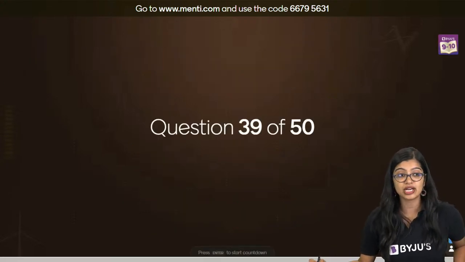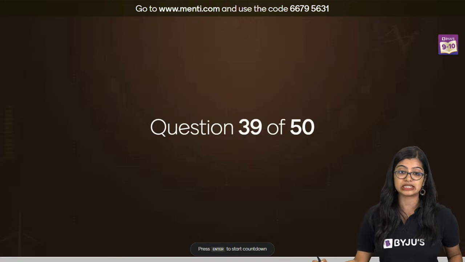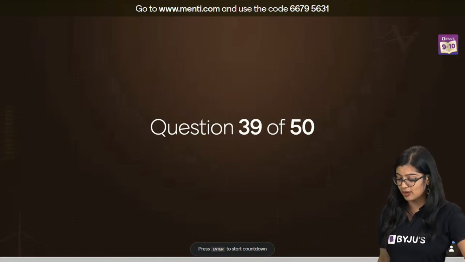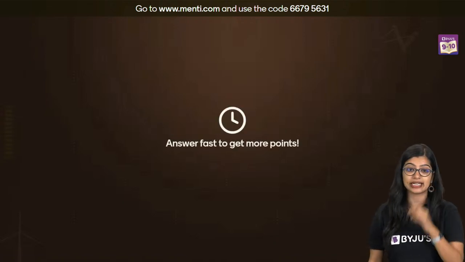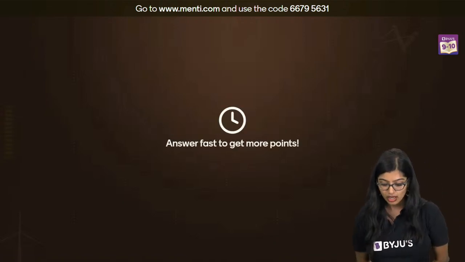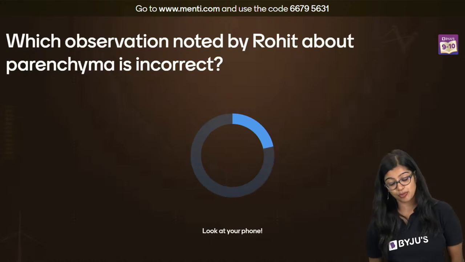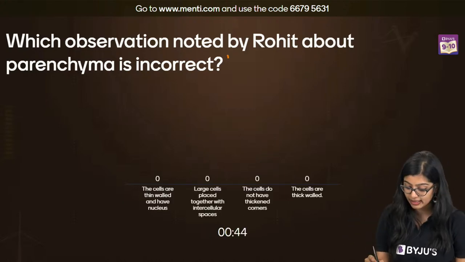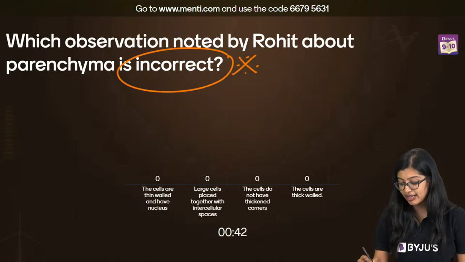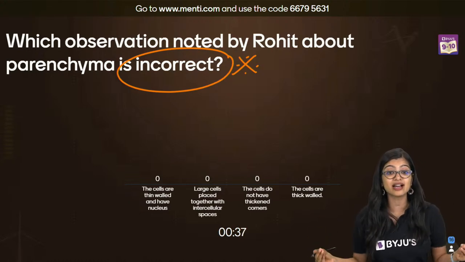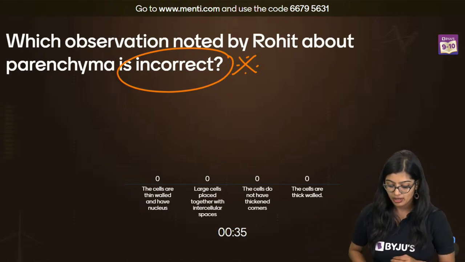Now moving on to the next question, question number 39, right? Thank you, Mithun. Thank you so much. Everybody, question number 39 on your screens now. Which observation noted by Rohit about parenchyma is incorrect? Everybody read this. What is incorrect about parenchyma?